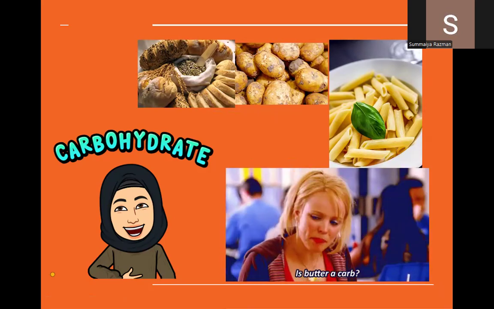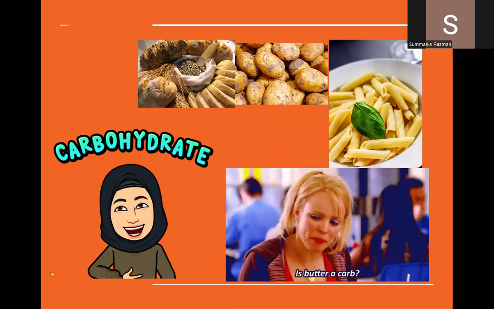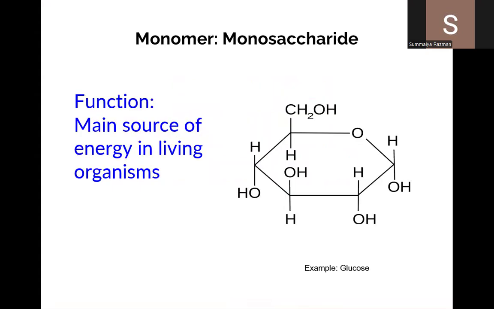These are some examples of food that contains carbohydrate: bread, potato, pasta. To remember the elements, I want you to remember CHONS. Carbon, hydrogen, and oxygen are found in carbohydrate and lipid, with slightly less oxygen in lipid. Protein has some additional nitrogen, sulfur, and phosphorus in them as well.